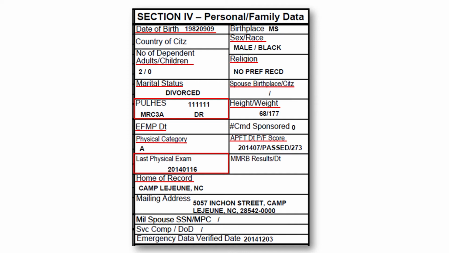Right below, home of record. So where you came from, what you call home of record. Your home of record is usually where you were listed at when you came into the Army. It'll have your mailing address, and then any spouse information, for example if the soldier is married to another service member.